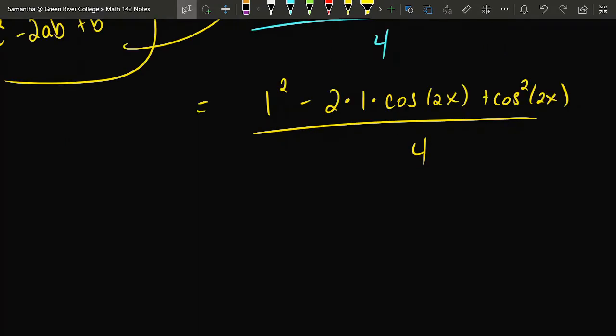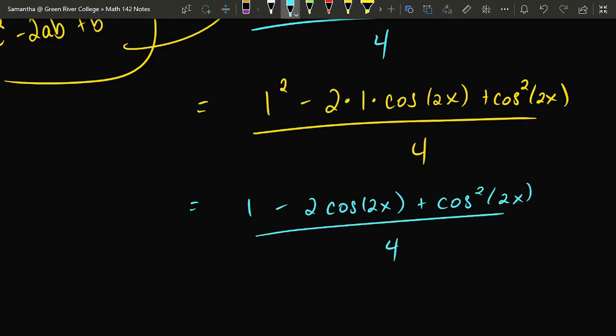So let's simplify what we have. Instead of 1 squared, I'm just going to write 1. Instead of 2 times 1, I'm just going to write 2. And then we have the cosine squared in the back. All of this all over 4.